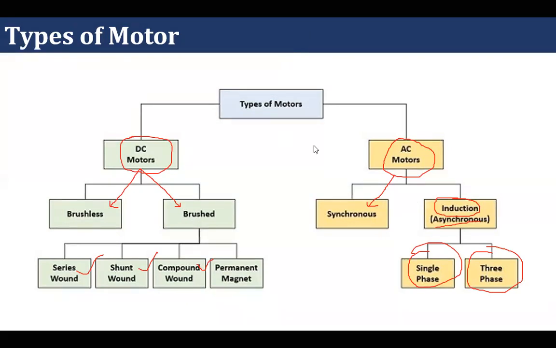Apart from this, we can have several different types. Whenever it is required, we'll quote them. One example is universal motor. As its name indicates, it can work with both DC and AC supply, and that's why it is called universal motor.